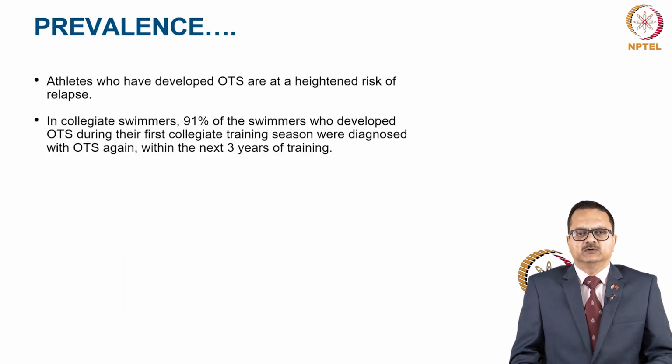Athletes who have developed overtraining syndrome are at the highest risk of relapse. In collegiate swimmers, 91% of the swimmers who developed overtraining syndrome during their first collegiate training season were diagnosed with OTS again within the next 3 years of training.